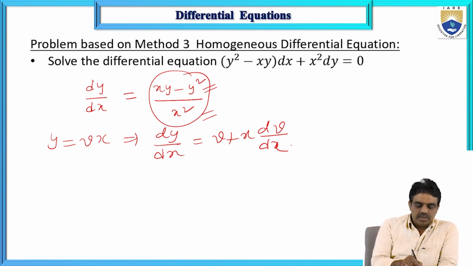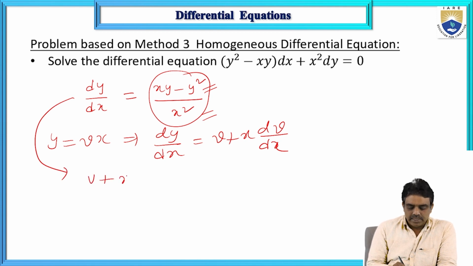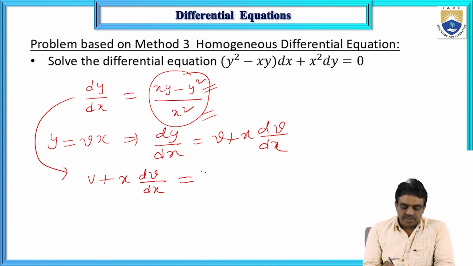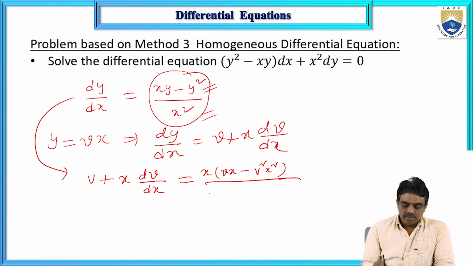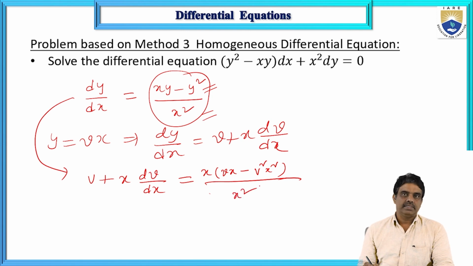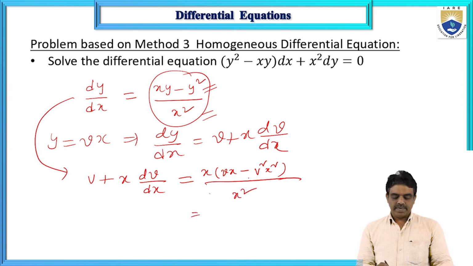So the entire equation: v plus x into dv by dx is equal to, tell me the equation, x into, what is y? We can replace y, instead of y I can write vx. Here you will get v square x square, and in the denominator x square is the same as x square. So in the numerator you can take x outside. This is v square x square, this is vx square, this is the term x into vx minus vx whole square.